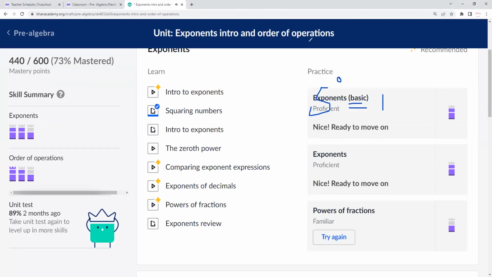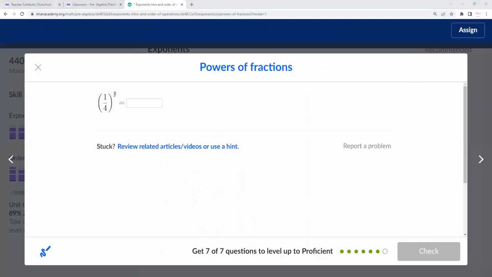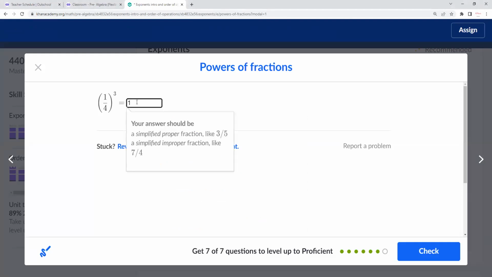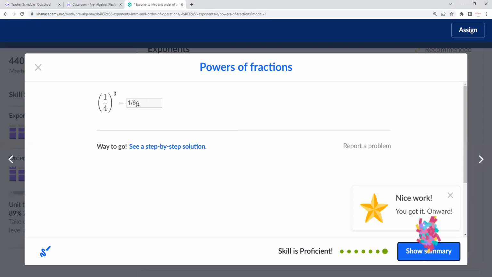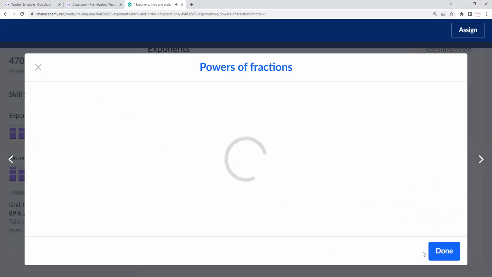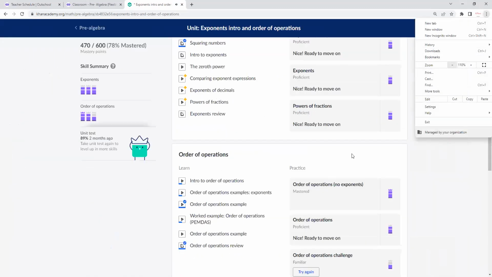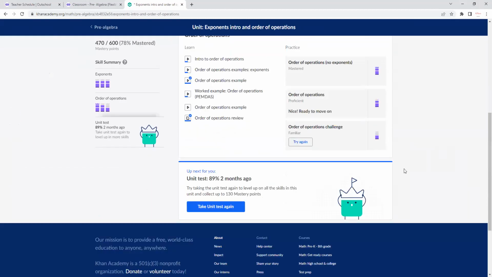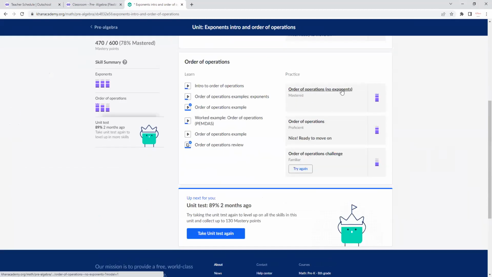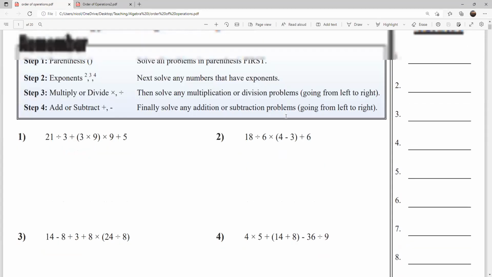You may get powers of fractions. All you do is apply that 3rd power to the 1, which gets you 1 times 1 times 1. And then 4 times 4 times 4 is 64. So you apply that exponent to both the numerator and the denominator. The unit will then go into order of operations. It starts with ones with no exponents, then with exponents, and supposedly these are the challenging ones, although I do not find them that challenging. So let's start without exponents.